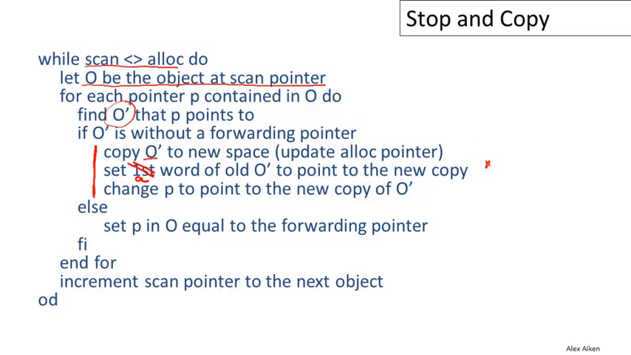We mark the old object as copied. So that's so that we can tell if we ever come to a pointer to it again, we know it's already been moved. And then we change P, the pointer, to point to the new copy of O prime. All right, so that's what we do if there's no forwarding pointer. And if there is a forwarding pointer, then we simply update the pointer to point to the same place as the forwarding pointer. And we just repeat this loop over and over again until we've scanned all the copied objects.